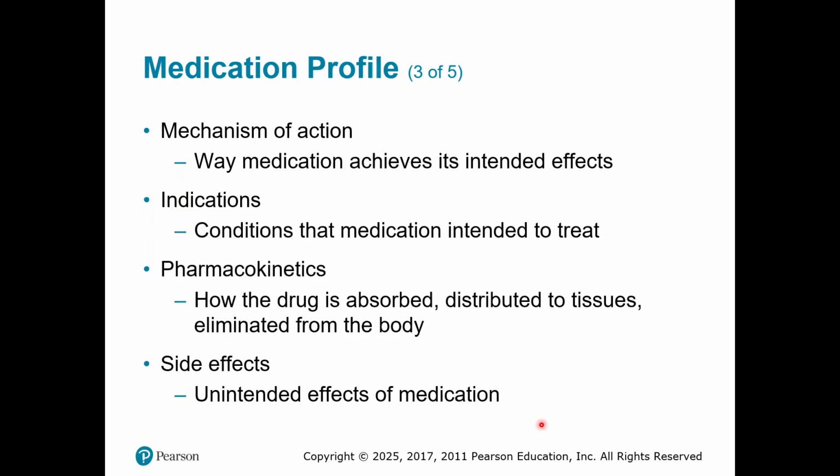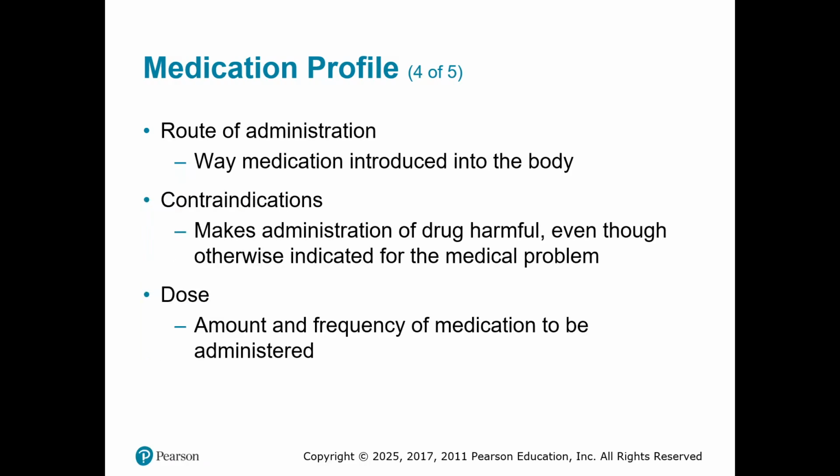Side effects are unintended effects of the medication. So we can look at nitro again. We know one of the side effects of nitro is a headache. The routes of administration: can we give this drug, and some drugs like nitro, we're going to give sublingual. But nitro can also be given by different routes. We could give it sublingually, we could give it transdermally on the skin, we can give it IV. It just depends on your scope of practice, what you're allowed to do. But what are the different ways this drug can be administered?